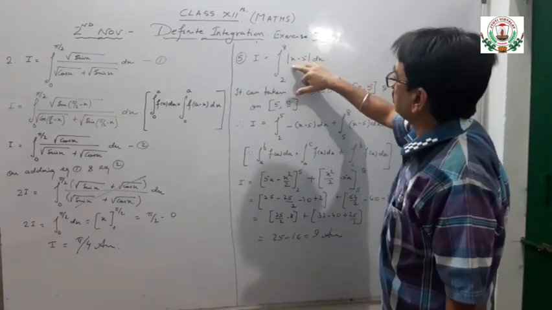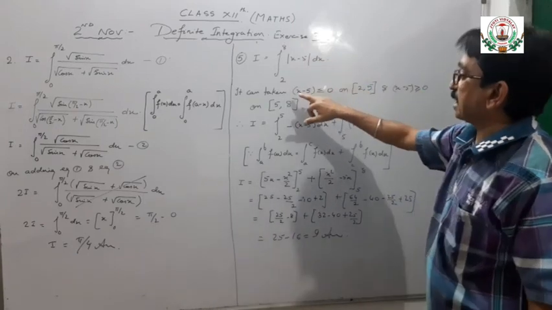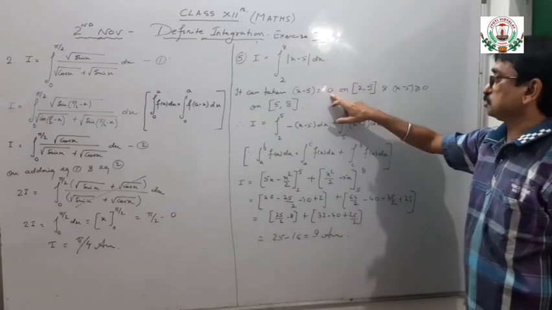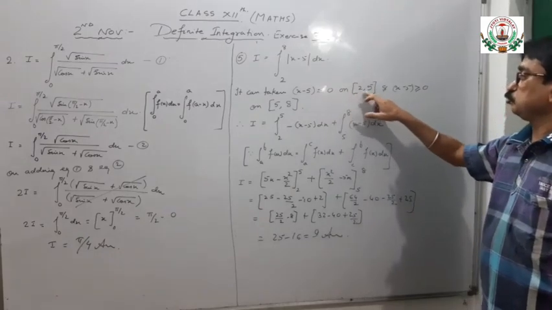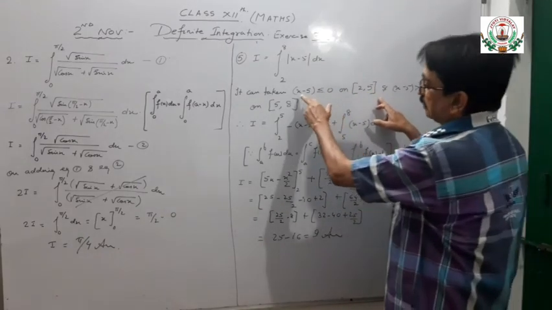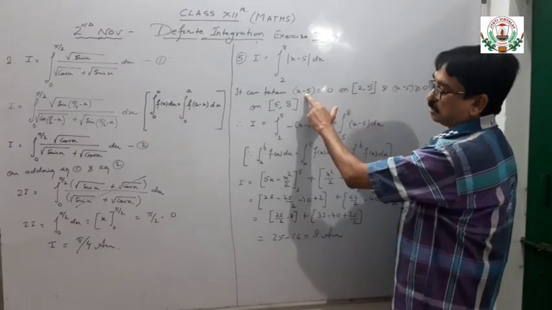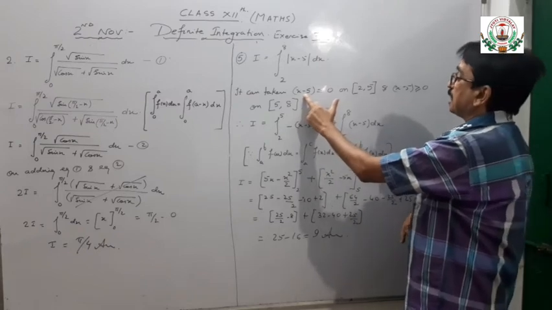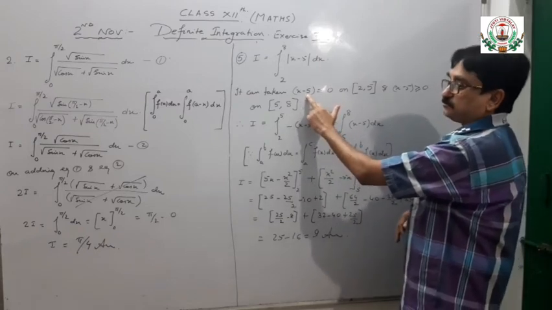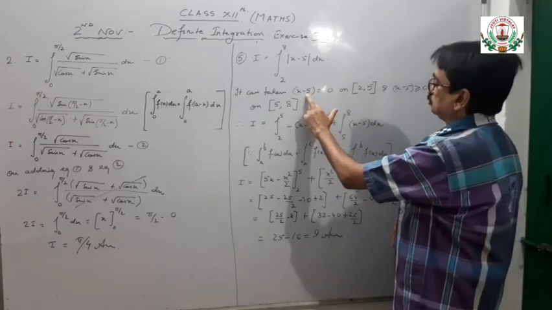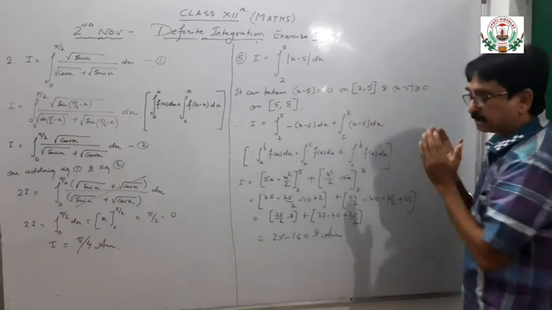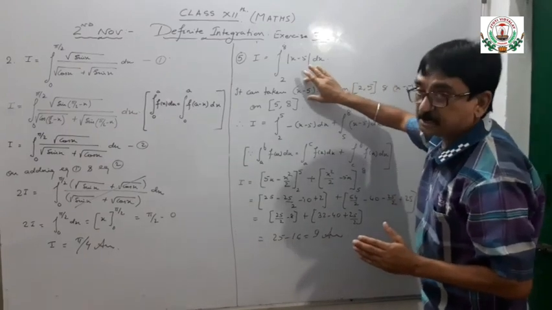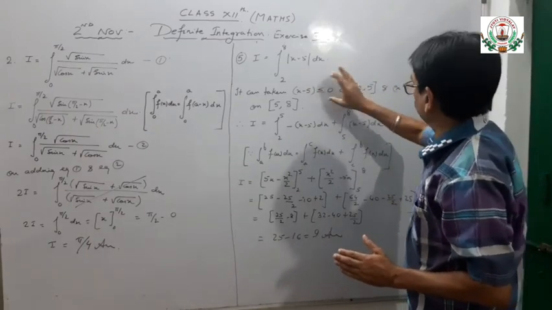So integration 2 to 8 mod x minus 5 dx, it can be taken as x minus 5. This modulus function will be less than or equal to 0 on the interval 2 to 5. If I take the value x equals 2, 2 minus 5 will become minus 3, 3 minus 5 will become minus 2, 4 minus 5 is minus 1, 5 minus 5 is 0. It means that if I take x values from 2 to 5, it will be negative or equal to 0.